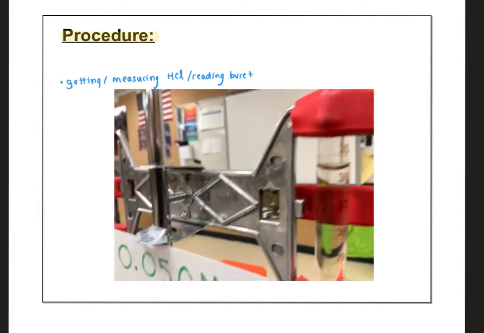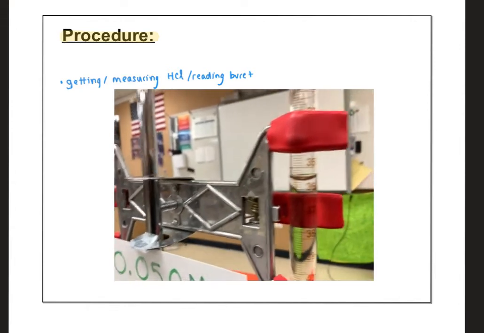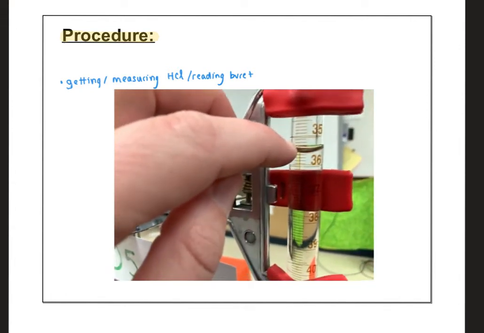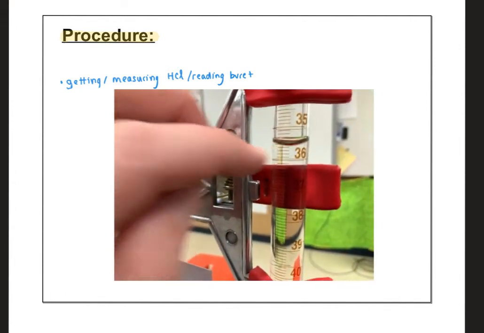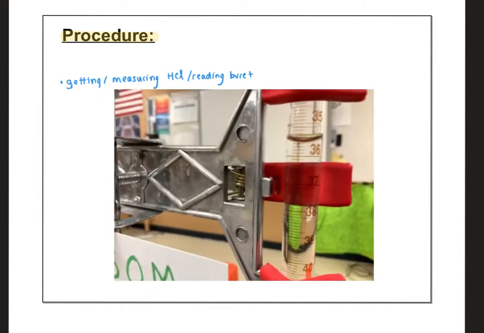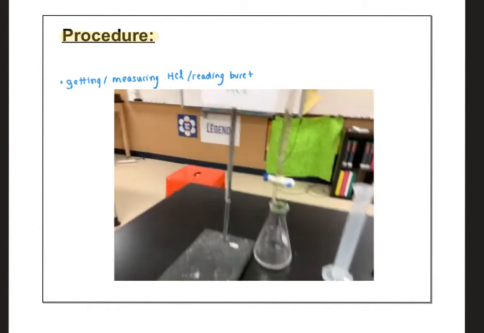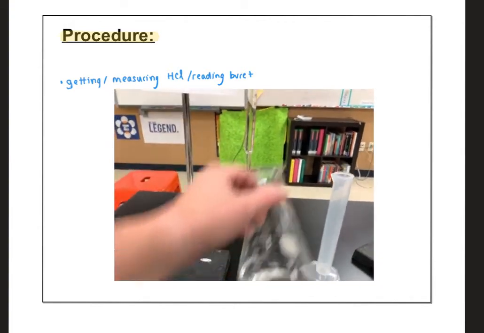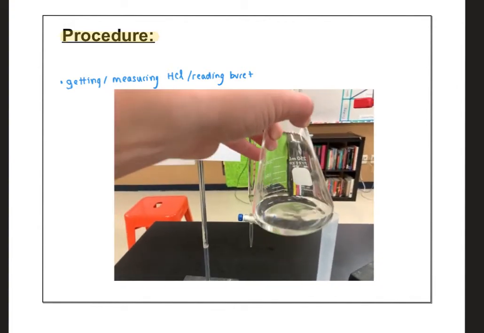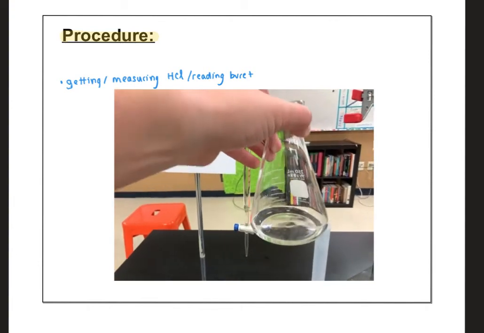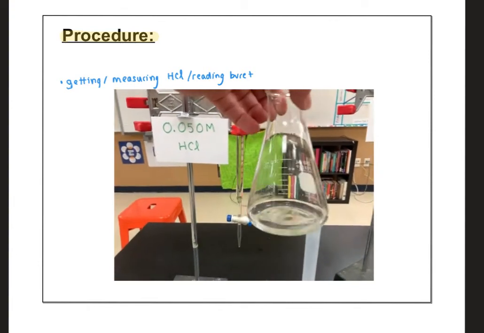It looks like we're between 35 and 36. 35.1, 2, 3, 4. Might be 35.50, right on the money. I'm going to put that as my final volume in my lab notebook. And then I know the exact volume of hydrochloric acid because I have my starting and my ending on the burette. I just subtract them to figure out how much I exactly added.